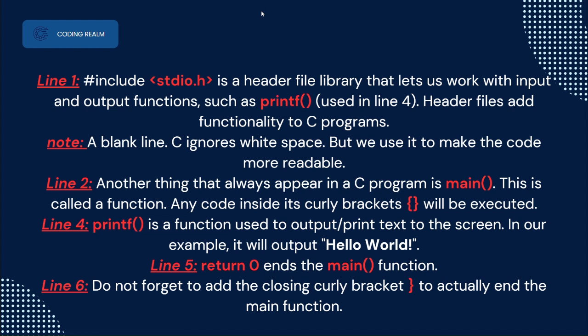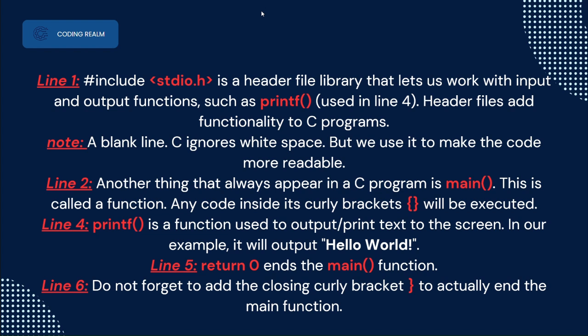Note, we can put a blank line between line 1 and line 2. It is white space, but we use it to make the code more readable. In line 2, another thing that always appears in a C program is main. Main is called a function, the main function. Any code inside its curly braces will be executed. Every code inside these braces is the body of the program.